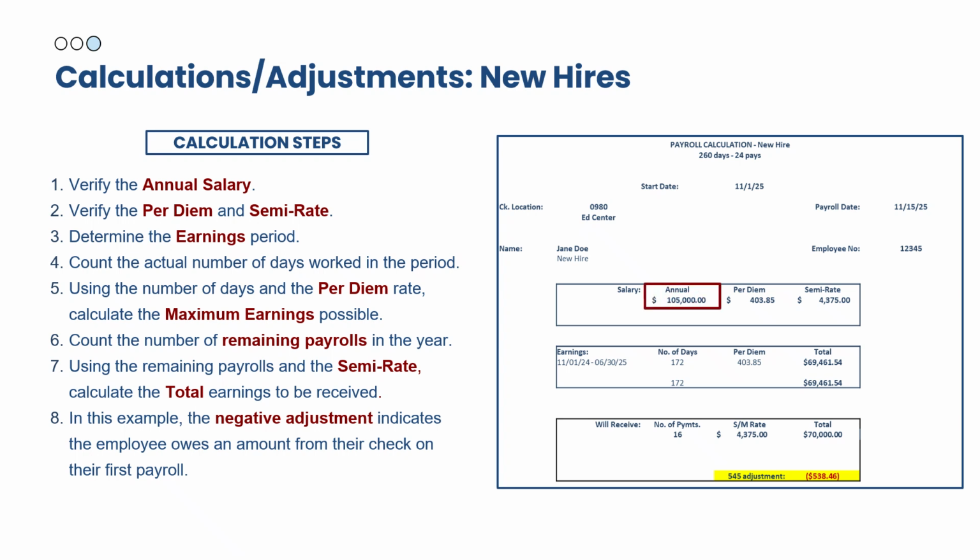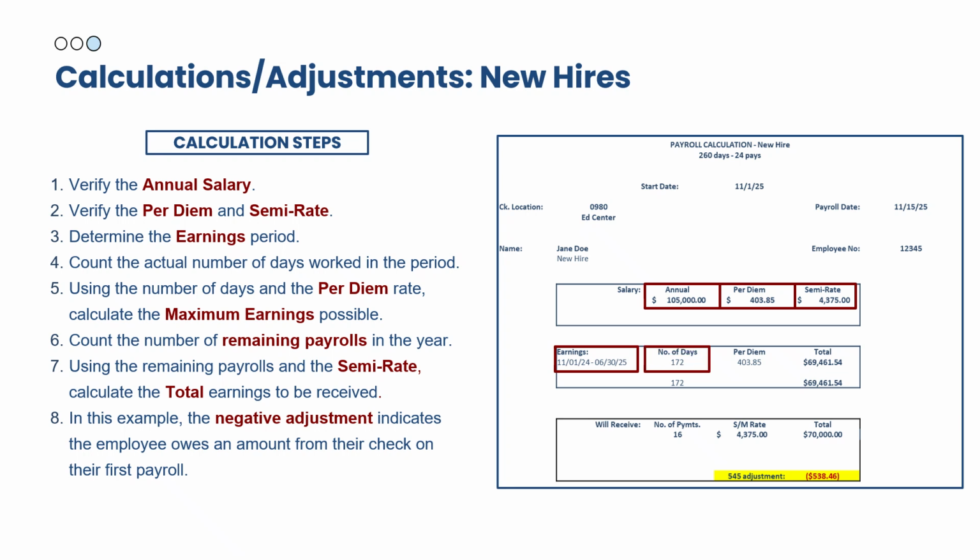First, we verify your annual salary in the payroll system. Next, we verify your per diem and period pay rates. We then define your earnings period, which is the date span of your actual days worked during the year. Once the dates are defined, we count the actual number of days worked during the year.